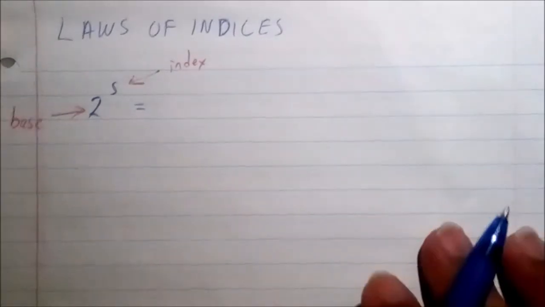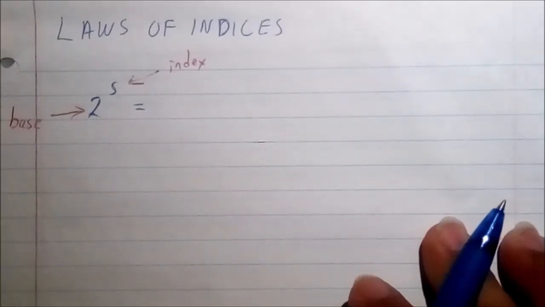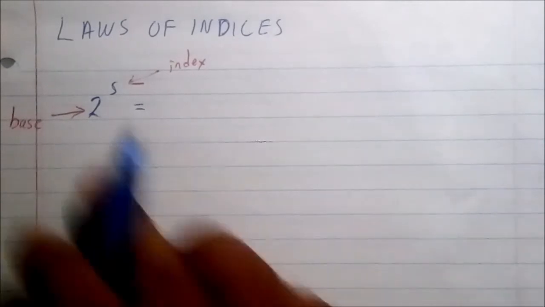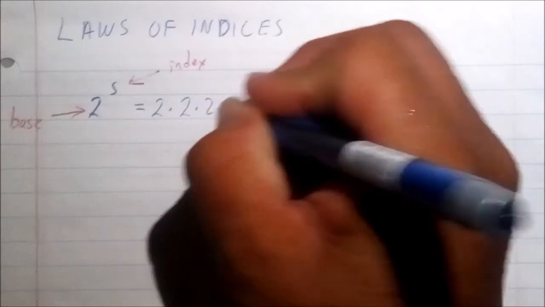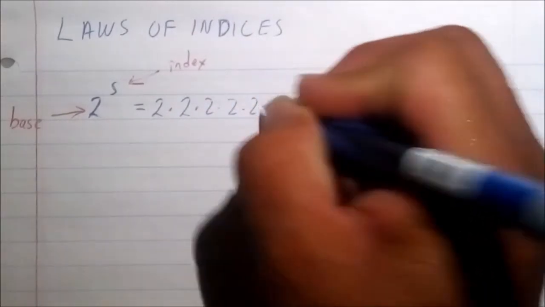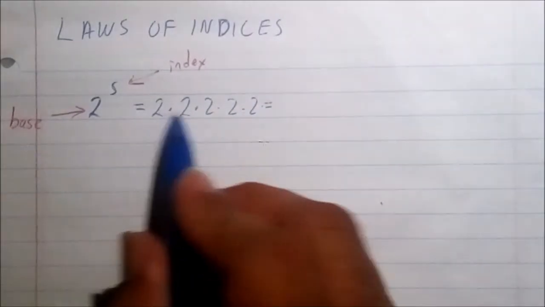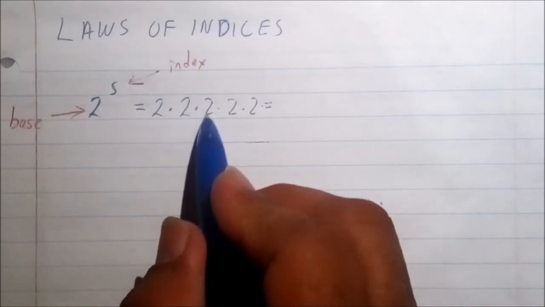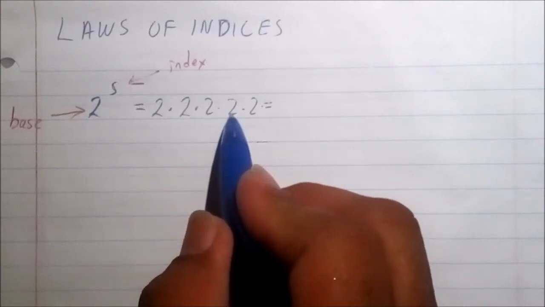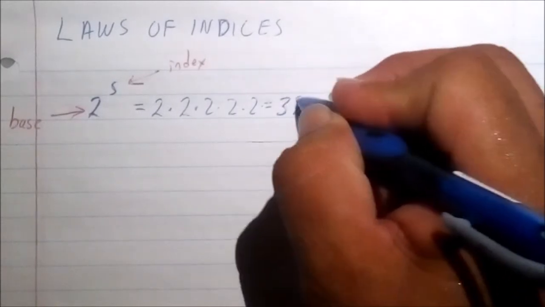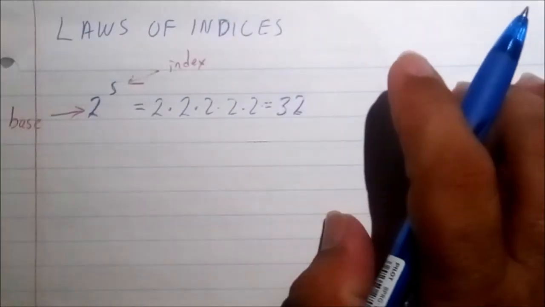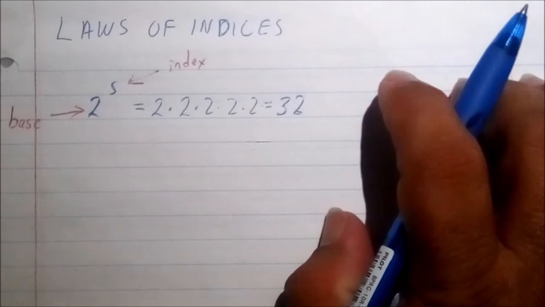Now remember, we are dealing with indices this time. So this could be expressed as 2 times 2 times 2 times 2 times 2. And how much is that? That's 4, 8, 16, 32. So 2 to the 5th power is actually 32. That simply means 2 times 2 times 2 times 2, etc.